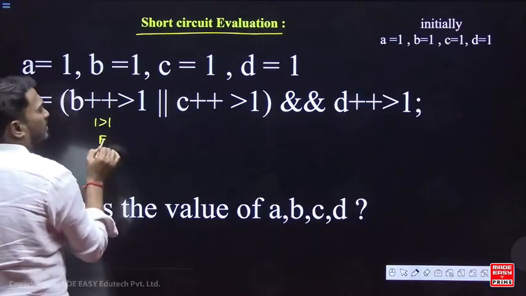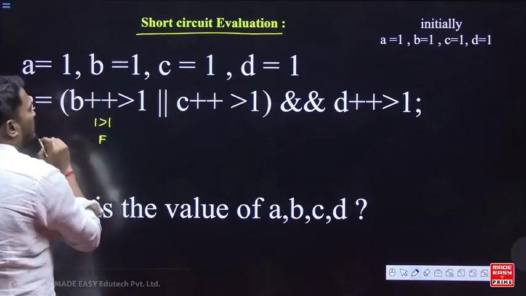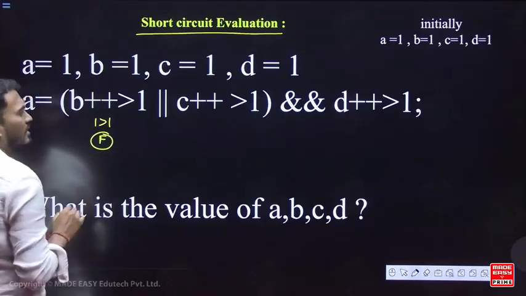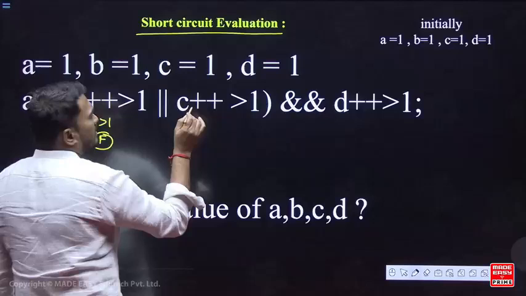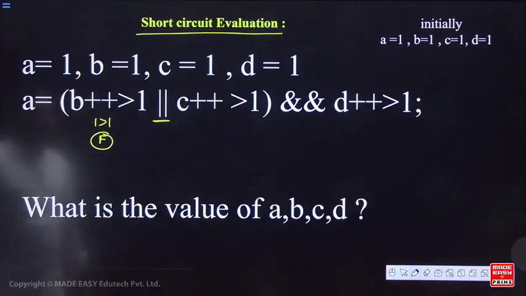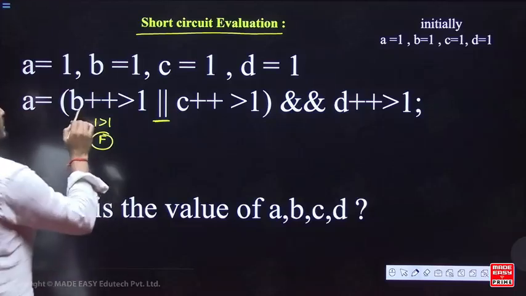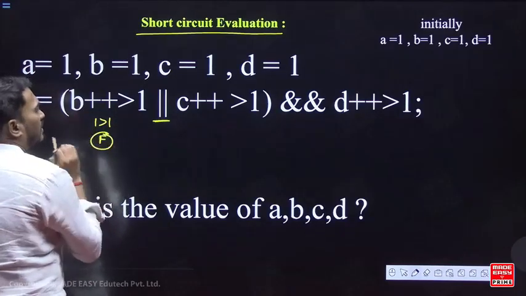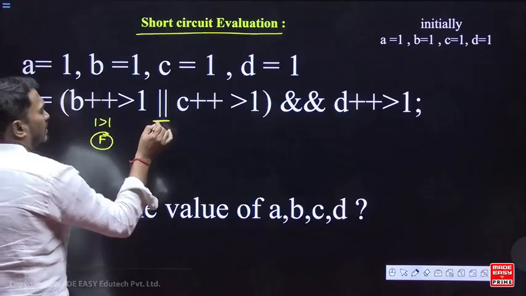Please listen here. 1 greater than 1, true or false? Okay, false. So if it is false, look at here, you are having this or operator here. Understand carefully. B plus plus means post increment, b value you have to take here 1. 1 greater than 1, true or false? False. If it is false, you are having or operator.